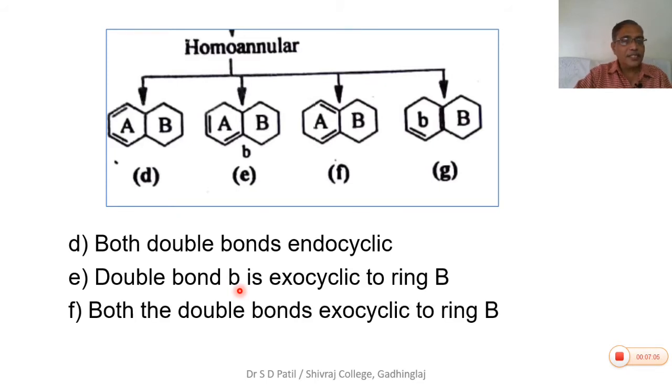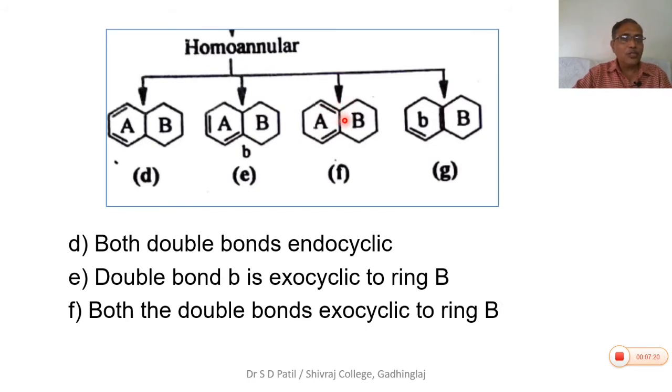Let us consider next case. In F, both the double bonds are exocyclic to ring B. This is ring B. So this double bond is exocyclic and this double bond is also exocyclic.